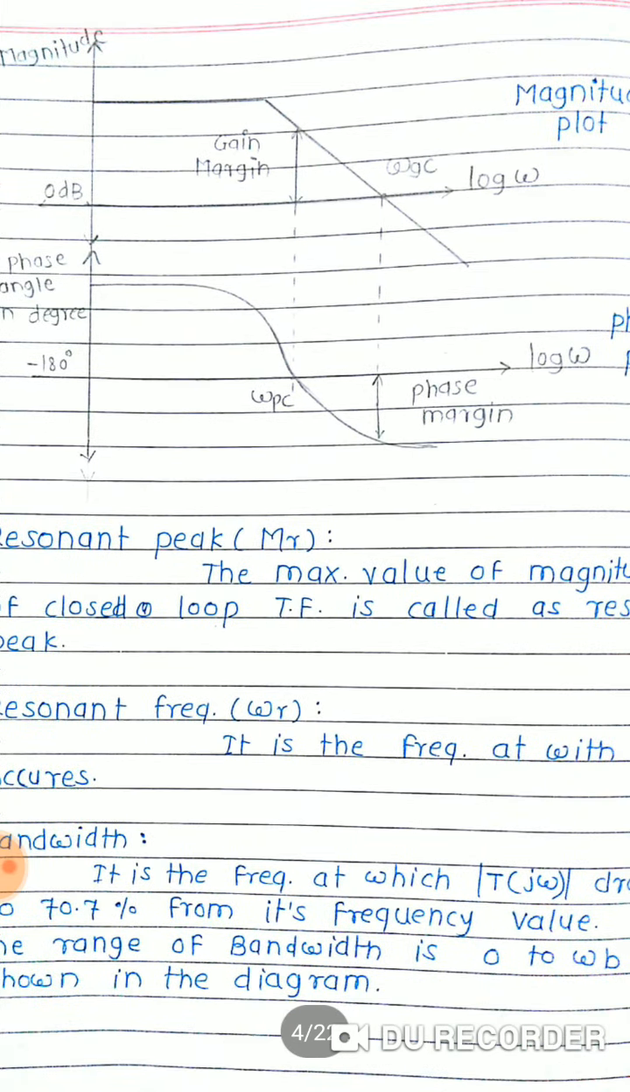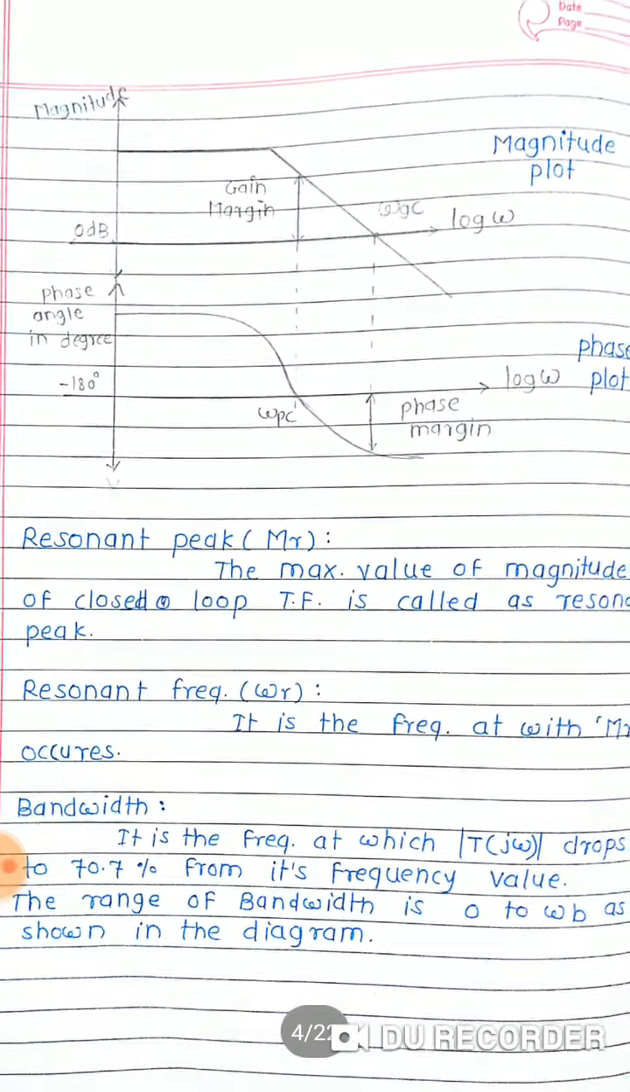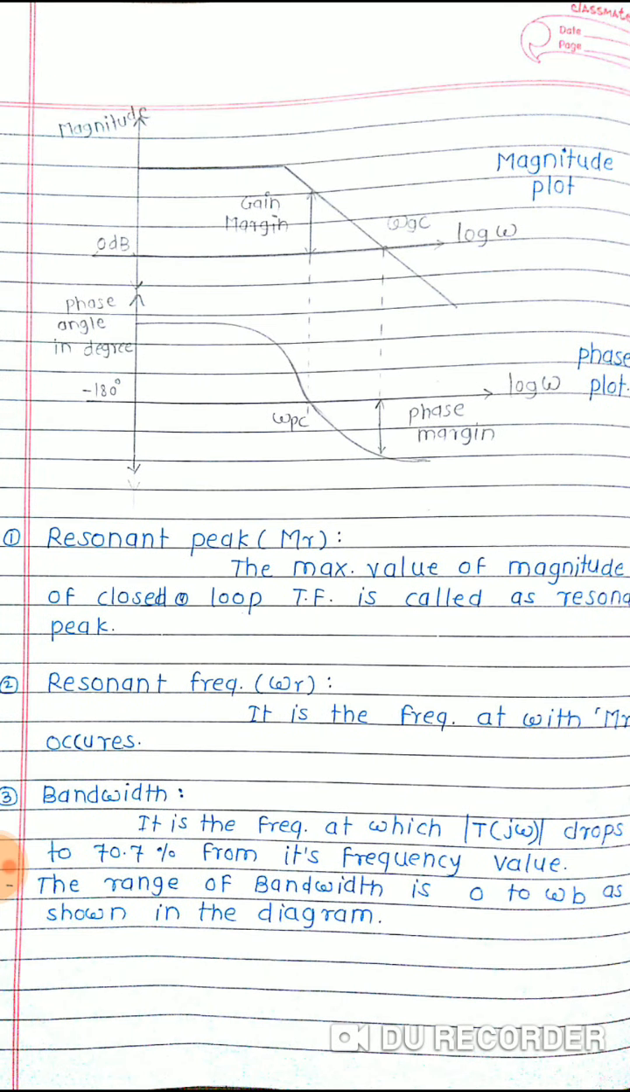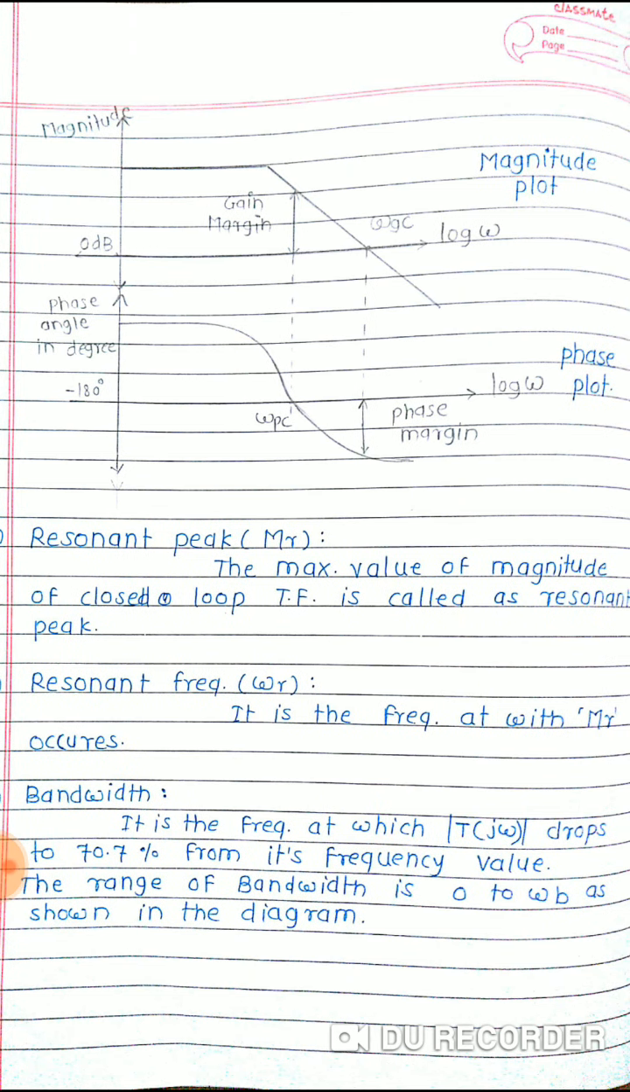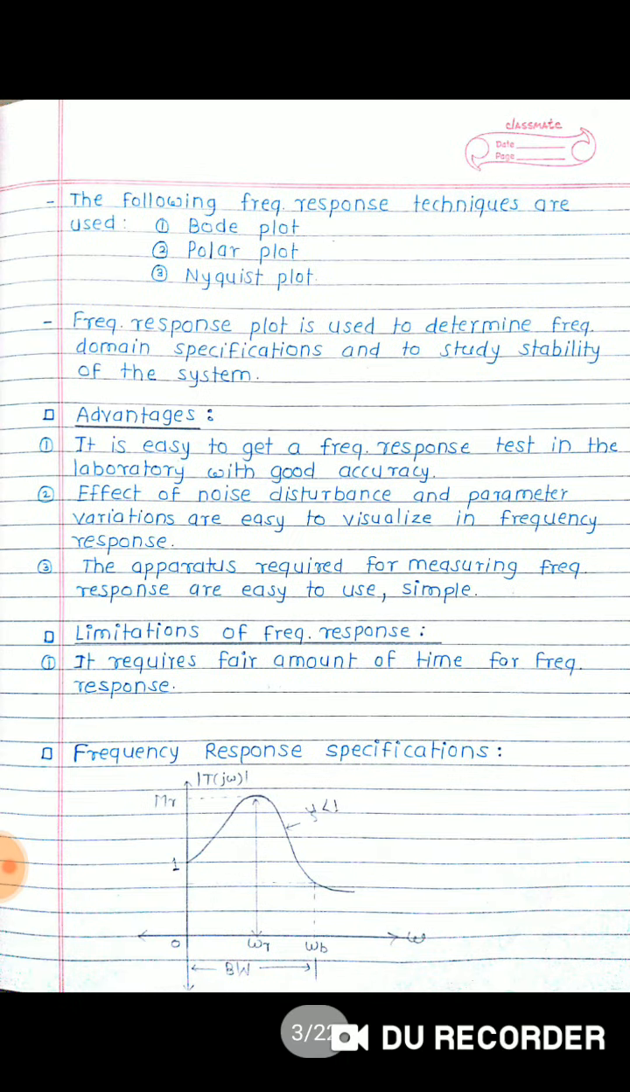We will discuss the specifications one by one with the help of the frequency response. The first one is the resonant peak, MR, which is nothing but the maximum value of the magnitude of the closed loop transfer function, called the resonant peak, as shown in this diagram.